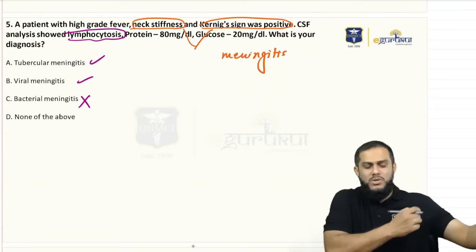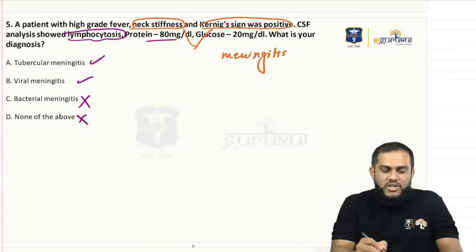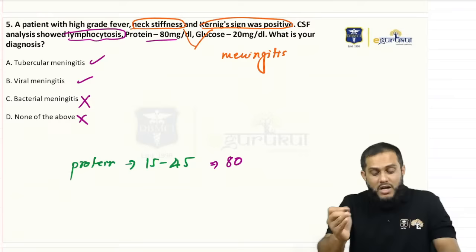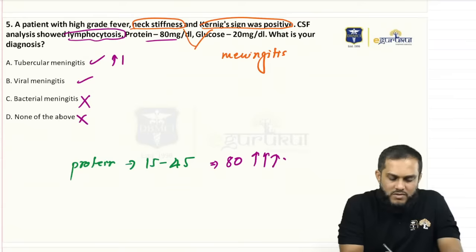Proteins 80. The normal range of protein is 15 to 45, and what is given here is 80. 80 is almost double of 45, and double of the higher range is also 90. So proteins are highly elevated. Highly elevated proteins you see in tubercular meningitis.